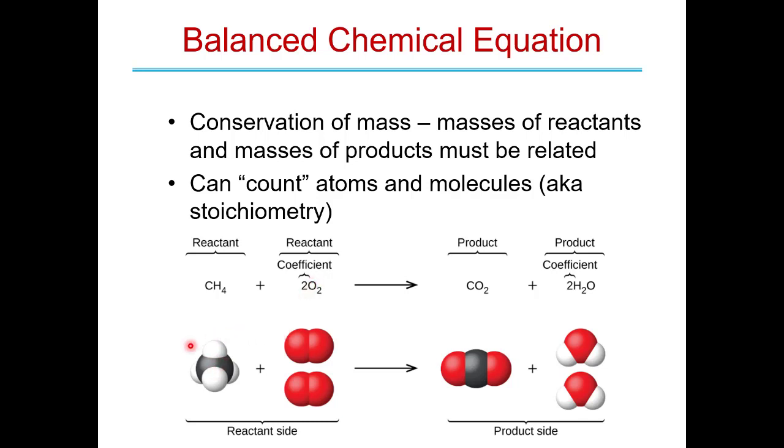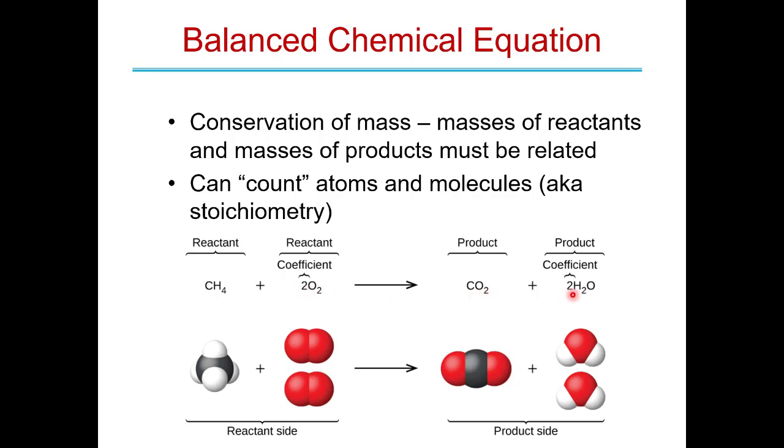In pictures, here's a model of a methane molecule, and then there would be two O2 molecules. The element oxygen exists as a diatomic molecule. And then, of course, in the chemical reaction we break bonds, we make bonds, and the atoms are rearranged to produce carbon dioxide and two water molecules. Balanced chemical equations tell us the counts of the molecules, and the coefficients are there to keep the reaction balanced.